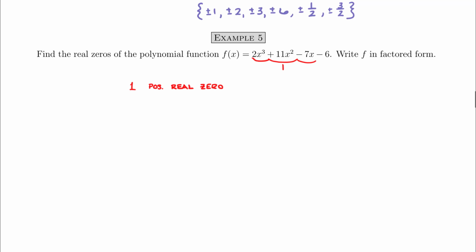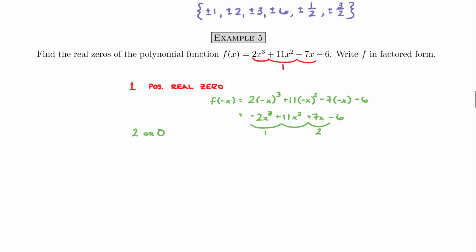Then we want to look at the possible negative real zeros, so we evaluate the function at negative x. And when we do this, we get negative 2x cubed plus 11x squared plus 7x. Count the sign changes. Negative to positive is one sign change. Positive to negative, there's our second sign change. So we can have 2 or 0 negative real zeros with this particular function.